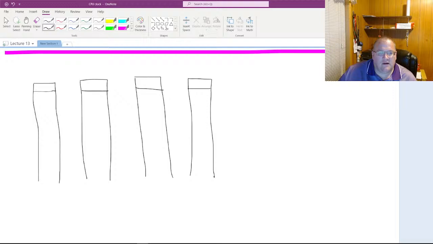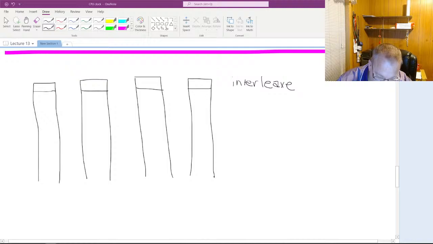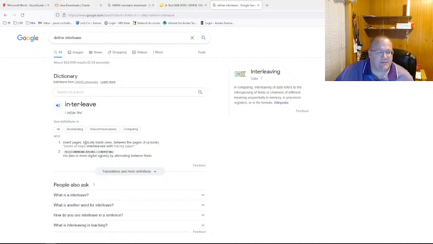It's probably one of my favorite words to learn. So interleave. Let's go to Google and define that. Bring this over. Insert pages, typically blank ones between the pages of a book. That's the old way to do it. Mix two or more data signals by alternating between them.